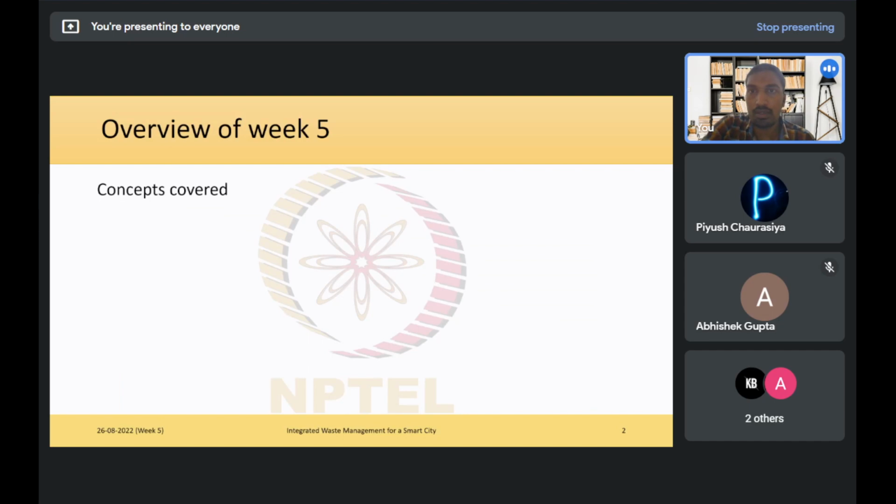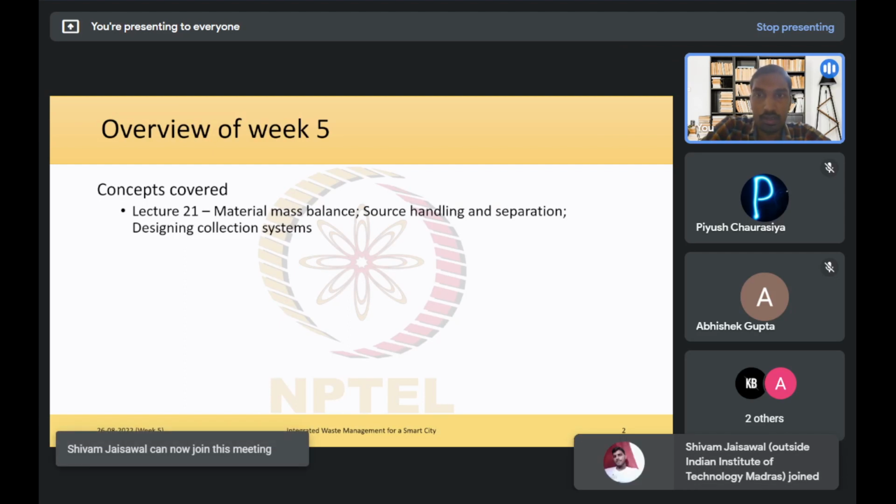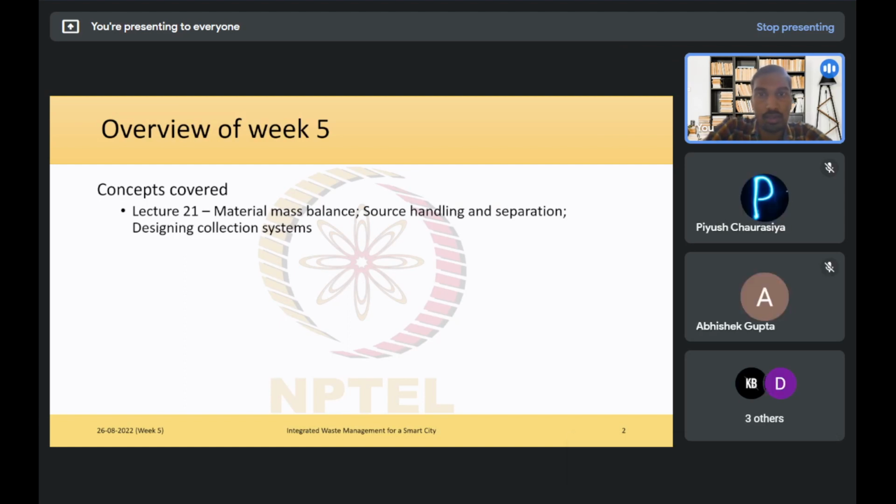So we'll start the session by looking at what were the concepts that we learned in week 5 of this course. Lecture 21, which is the first lecture of this week, covered what is called a material mass balance. It is a method that we use to determine the quantity of waste that is being generated. And then we looked at source handling and separation methods, right? How it helps, and also how to design the collection systems.